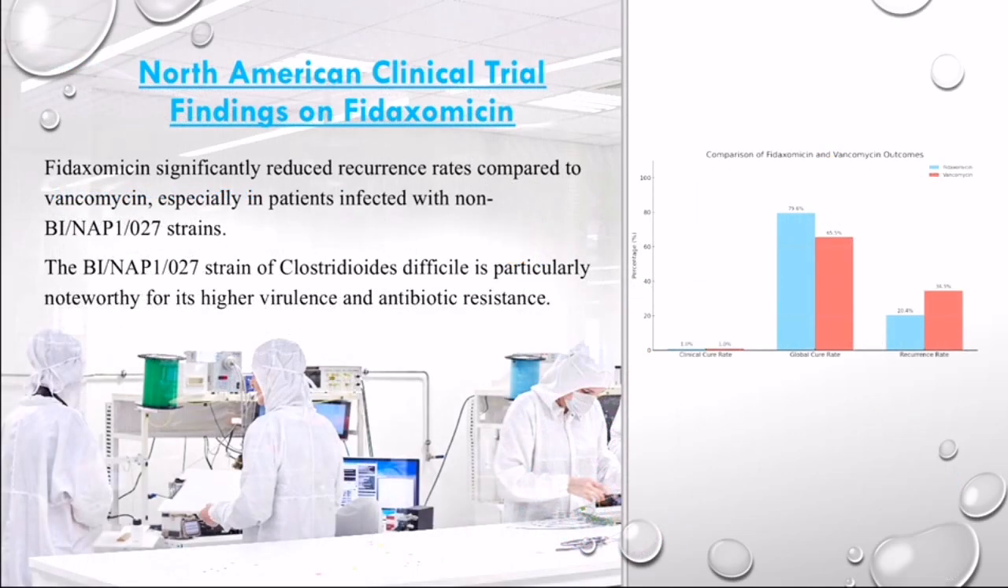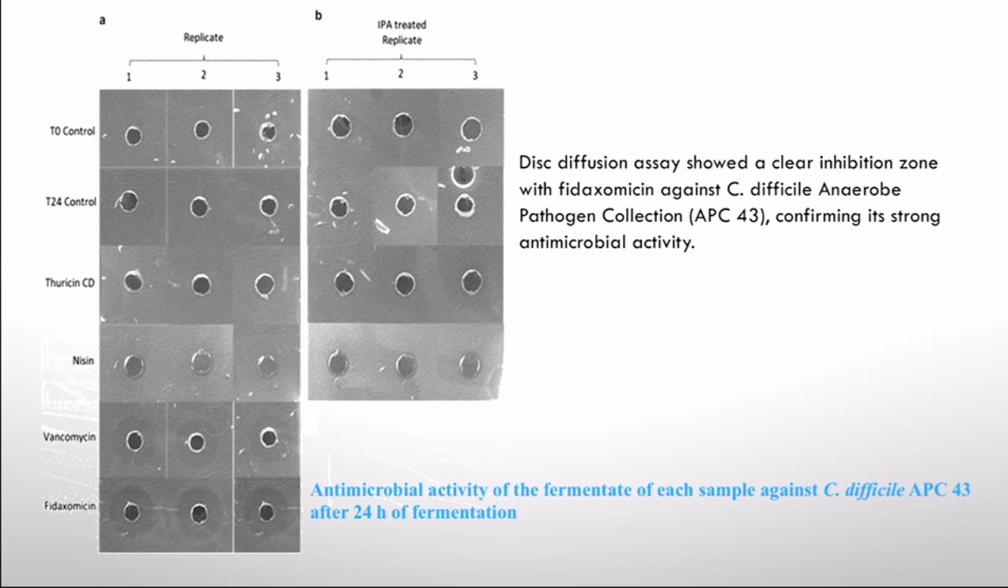North American clinical trial findings on fidaxomicin. It significantly reduced the recurrence rate compared to vancomycin, especially in patients infected with the non-BI/NAP1/027 strain. BI/NAP1/027 is a more resistant strain of C. difficile. In this slide, the distribution assay showed a clear inhibition zone with fidaxomicin against the C. difficile anaerobic pathogen collection, confirming its strong antimicrobial activity.